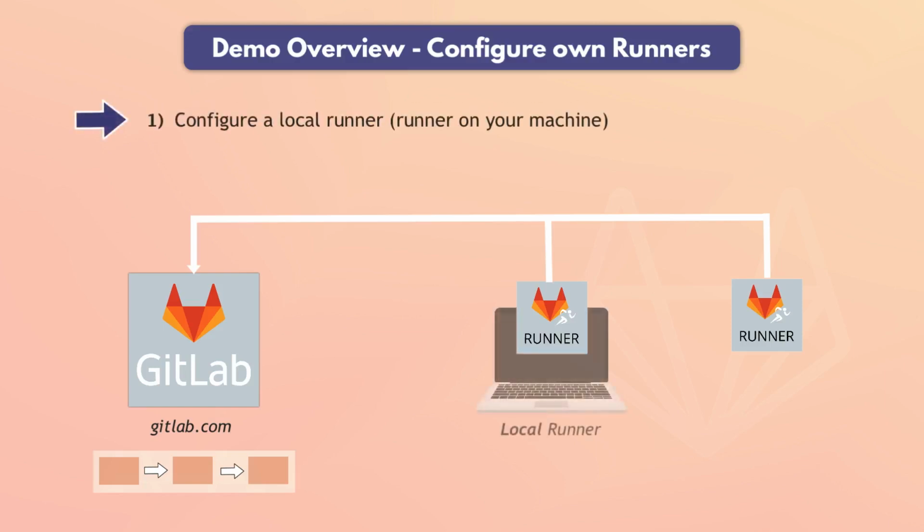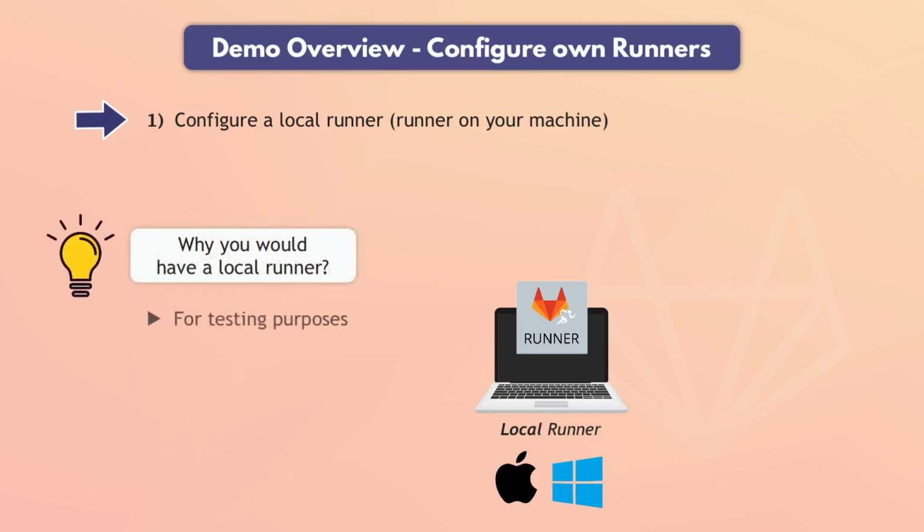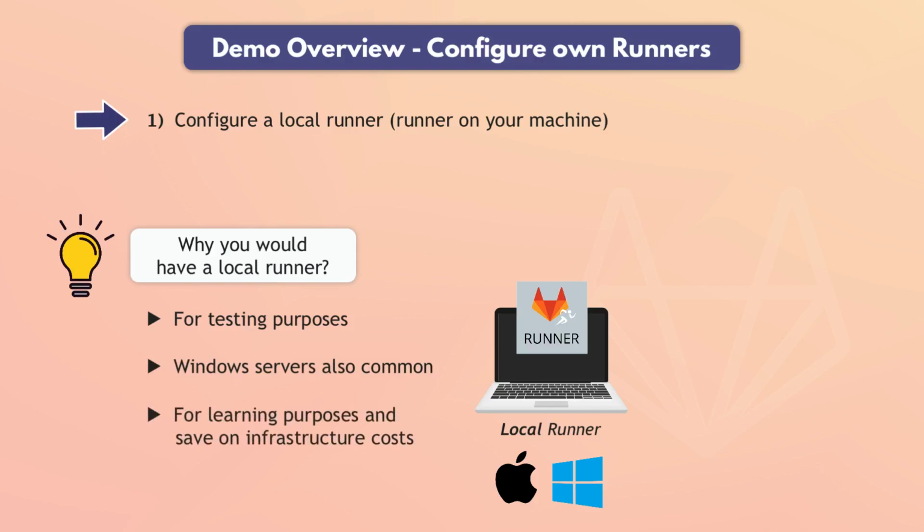First, we will configure a local runner either on a macOS machine or a Windows machine. If you have macOS, you can follow the guide for installing GitLab Runner on macOS. If you have Windows, then you just go to the video about GitLab installation on a Windows machine. This local runner, in an actual real-life use case, can be for testing purposes. Plus, many companies also have Windows servers, so you may need to configure a runner on a Windows machine, so you can also learn how to do it. And in this course specifically, it's good for learning purposes if you don't want to spend too much on infrastructure costs. So this will be our first runner.